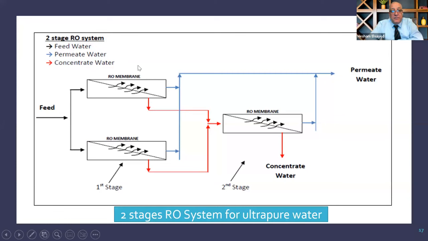A double RO system means that the feeding water coming from the water treatment goes through an RO membrane, and then is pushed to an additional last RO membrane to reach the endotoxin lower limit for the water treatment station. And this is the double-stage RO system. You need a pump here just to pump from one RO to the other.